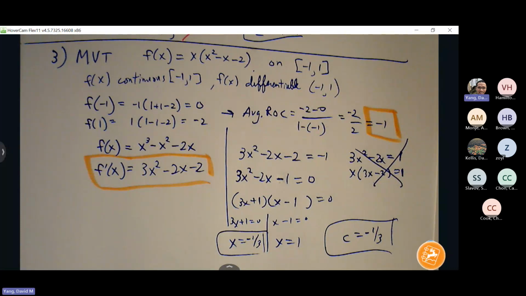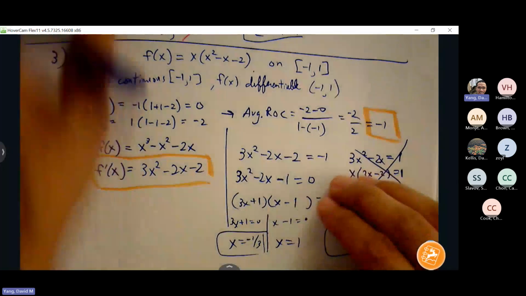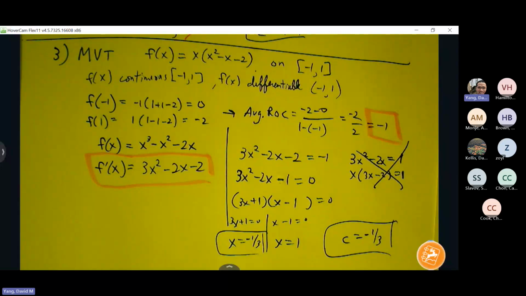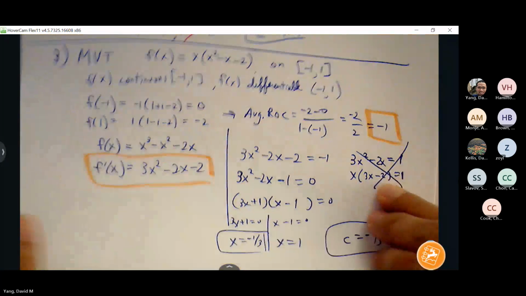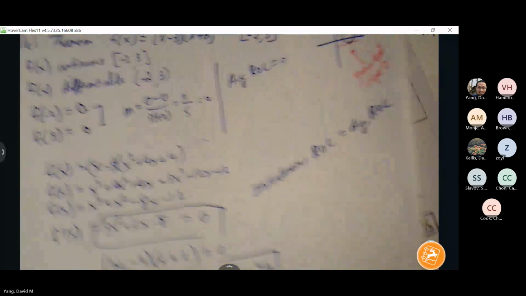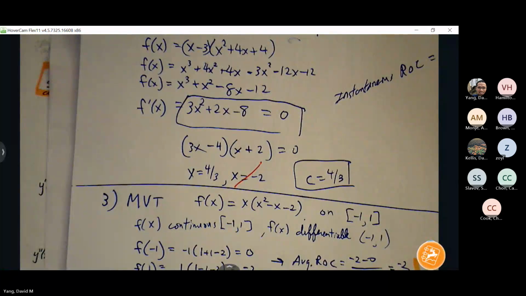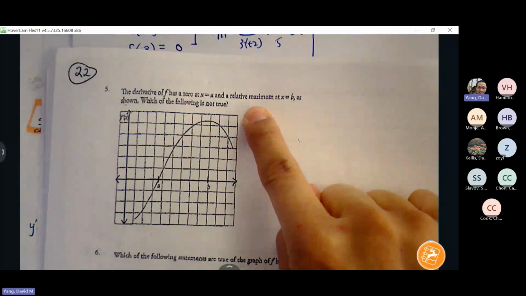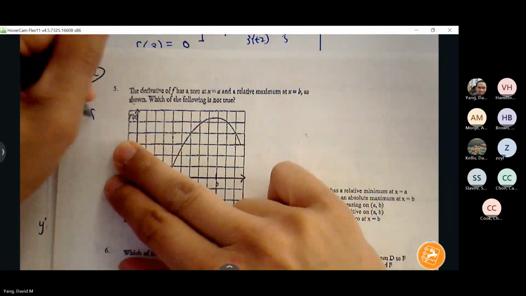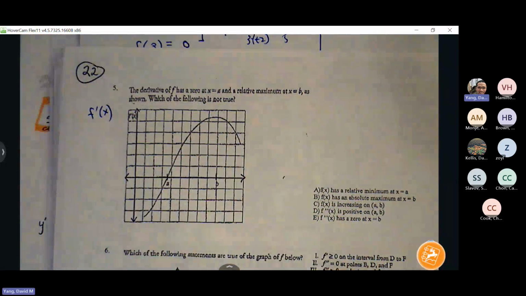Okay, let's look at number 5, next page. So we went through 3 big topics within this unit: extreme value theorem, Rolle's theorem, mean value theorem. Page 22, number 5. Okay, so it says the derivative is shown. This is the derivative function. Which of the following is not true?